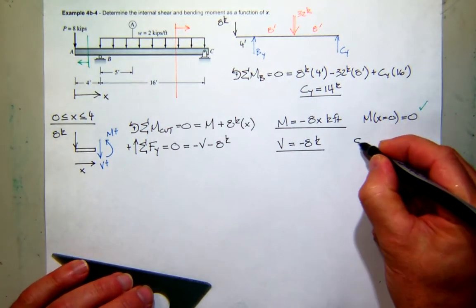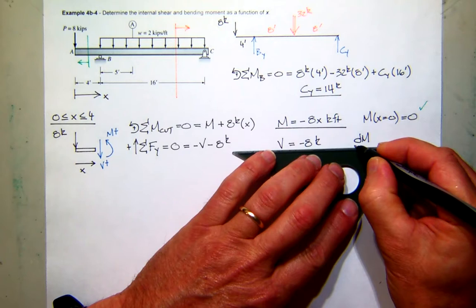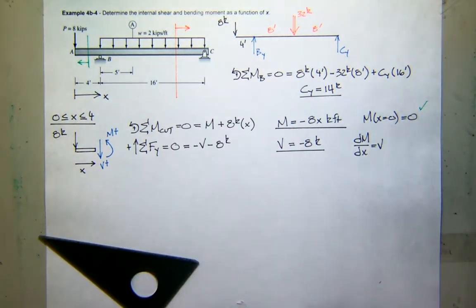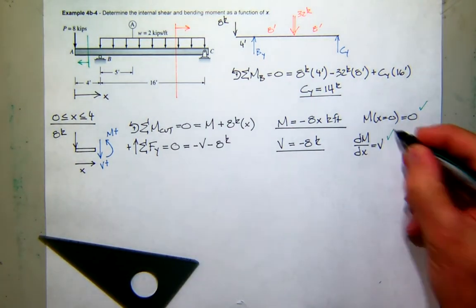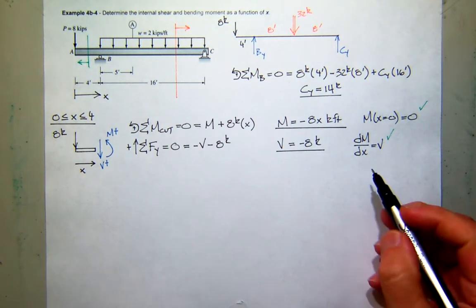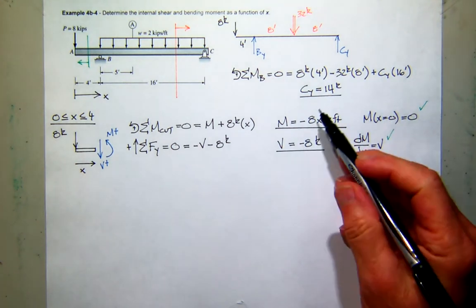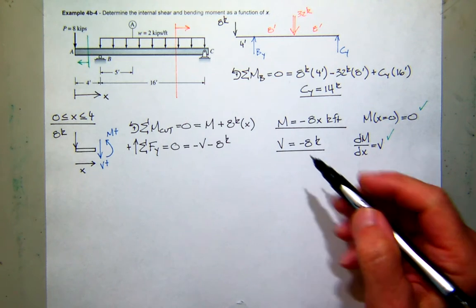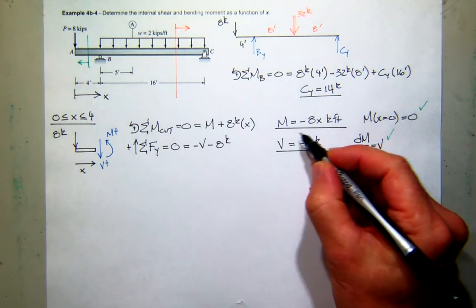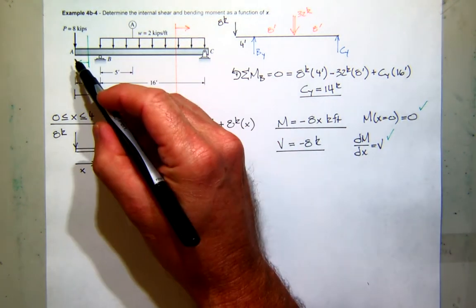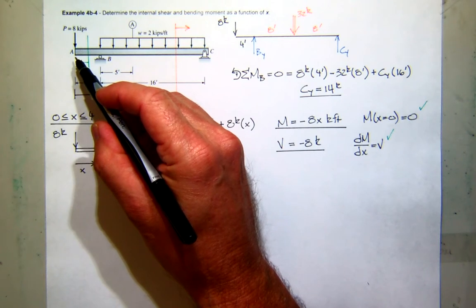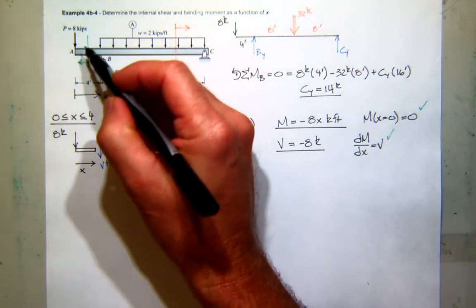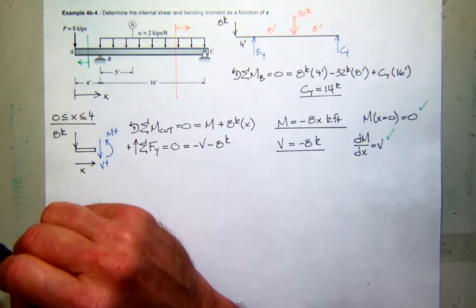And you can quickly check whether the derivative of your moment is equal to the shear. The answer is yes. So I've got two good things going on, and I'm feeling pretty good now about these. I think these are in good shape. What's a little weird to think about is that I have a constant shear. So what's the shear at the very end? It's negative 8. And it's really because of that 8 kip force there.